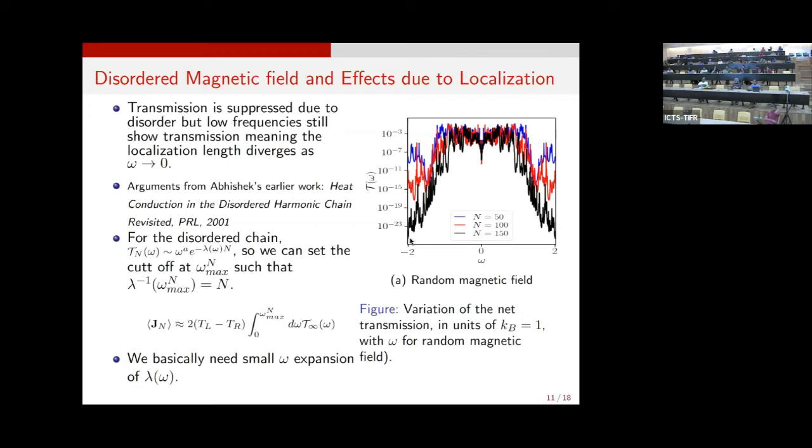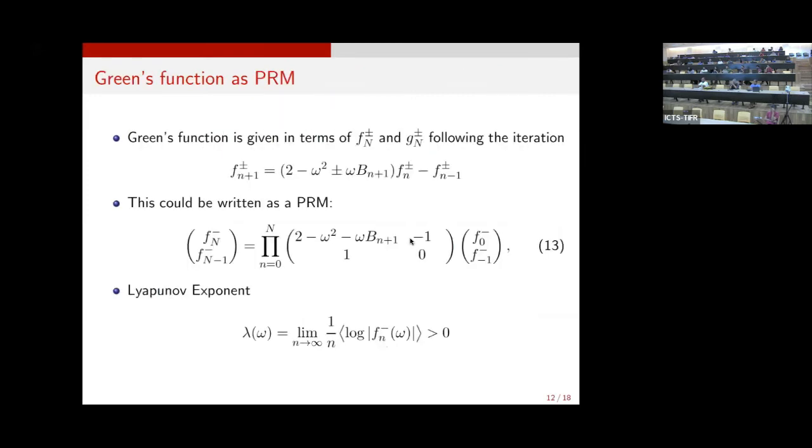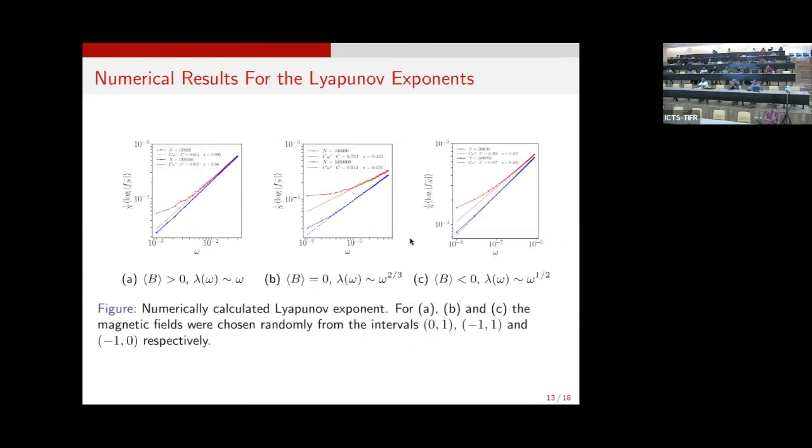And this lambda inverse of omega max n is essentially the localization length. And for this omega to the power a, we see that at low frequencies, the disorder really doesn't do much. So we just approximate this omega to the power a with the ordered case. So we basically need the small omega expansion of lambda of omega, and it turns out that it can be obtained from the iteration equation itself.